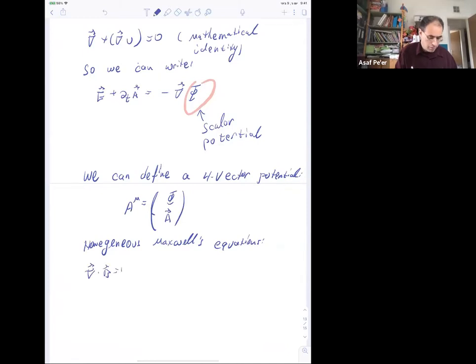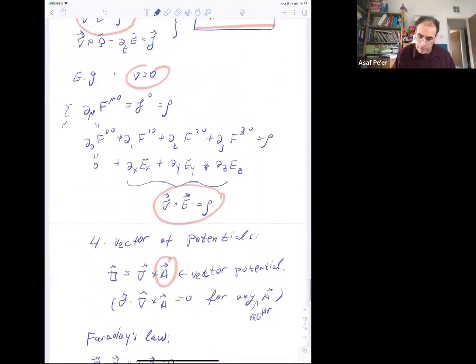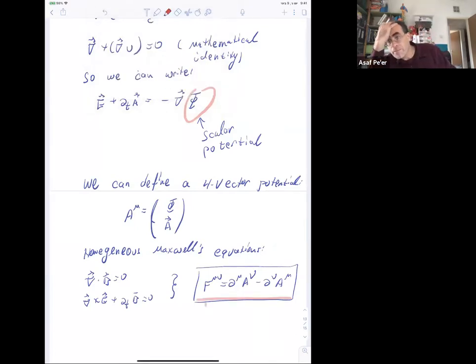Nabla·B equal to 0, and nabla cross E plus dB/dt equal to 0. I can simply write them as F^{μν} equal ∂^μ A^ν minus ∂^ν A^μ. So we have a very compact form for Maxwell's equations.